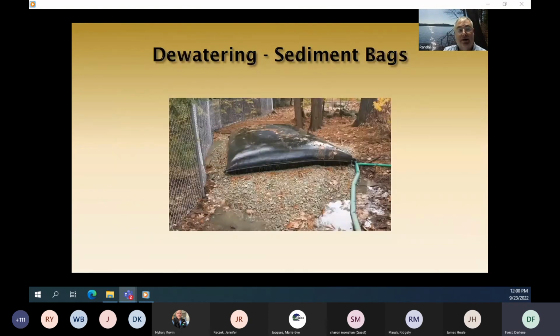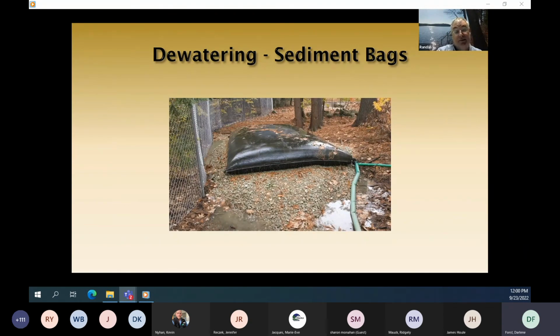Moving on, I want to talk a little bit about dewatering and sediment bags. We're seeing more and more of these used. They work pretty well. As you can see from this photo, or hopefully you can see on the lower part of this, even though it looks like it's not bleeding sediment, there's some cloudy water out of this.